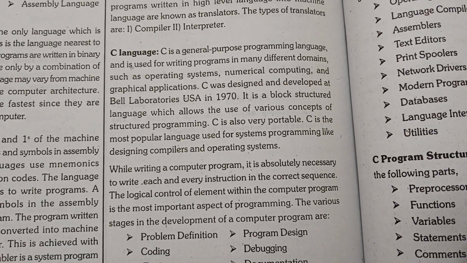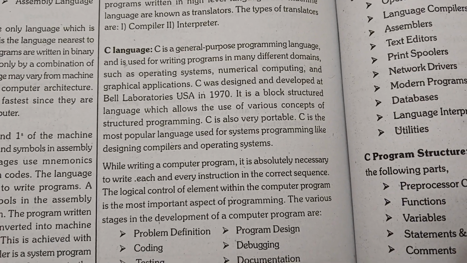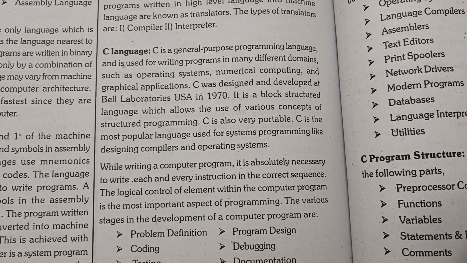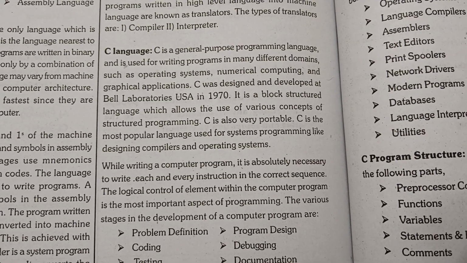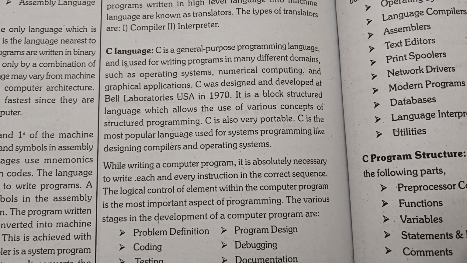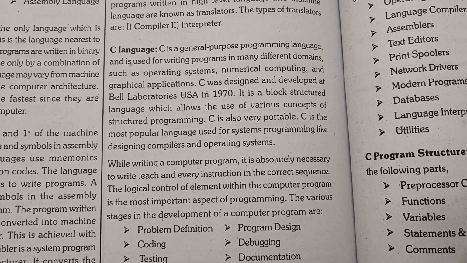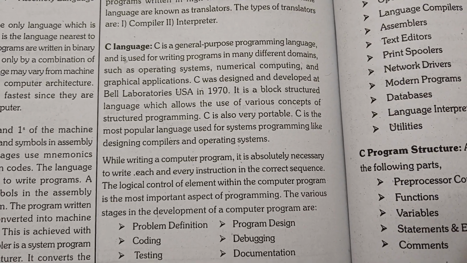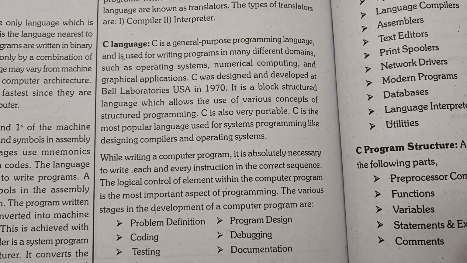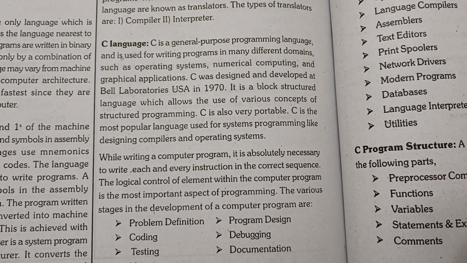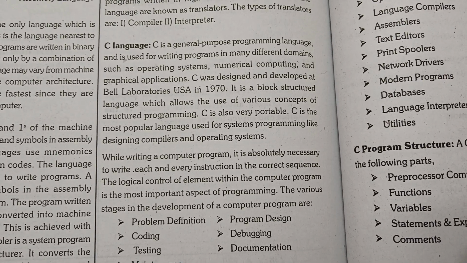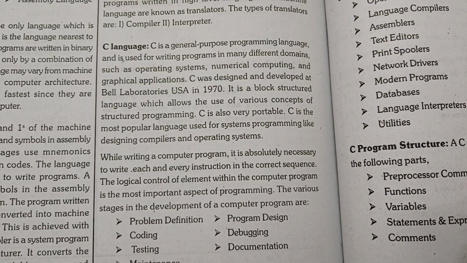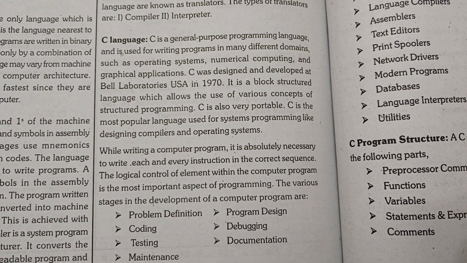C language. C is a general purpose programming language and is used for writing programs in many different domains, such as operating system, numerical computing, and graphical applications. C was designed and developed at Bell Laboratories, USA in 1970. It is a block-structured language which allows the use of various concepts of structured programming. C is also very portable.